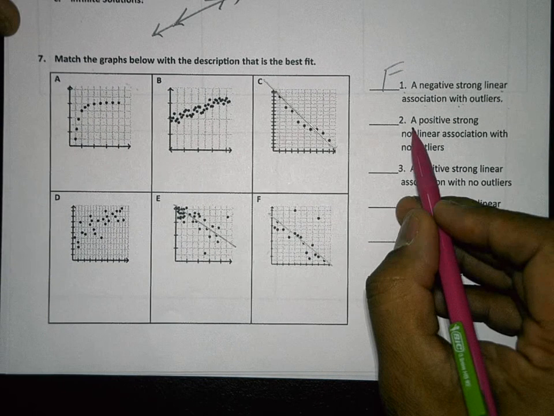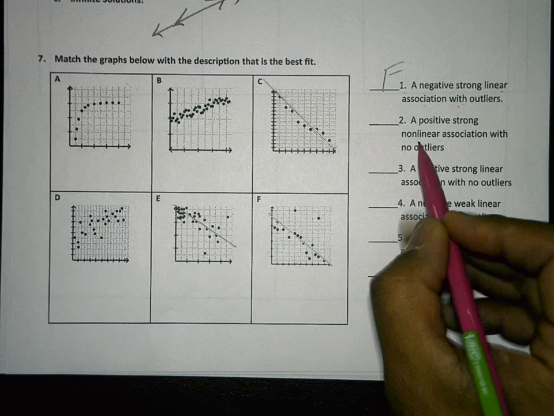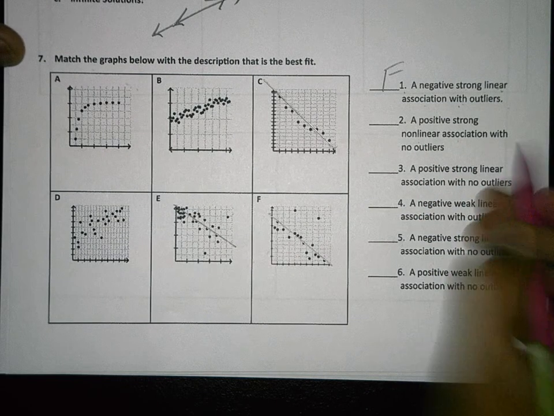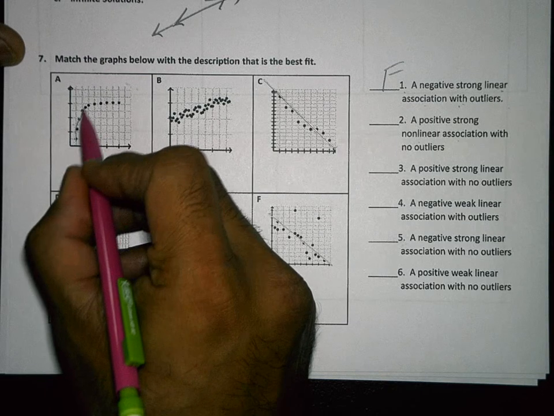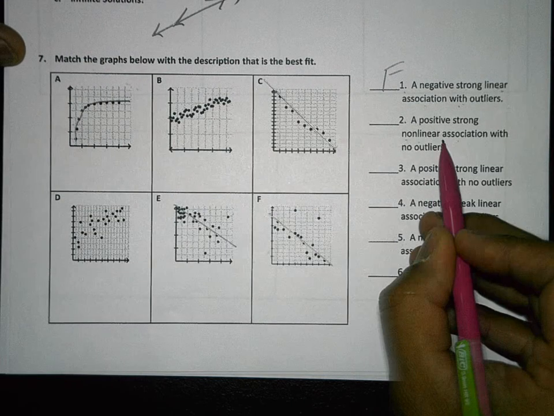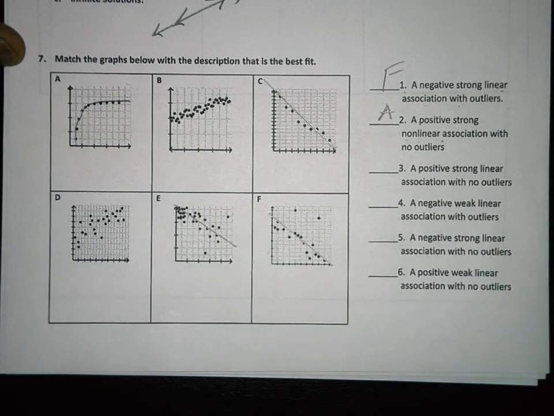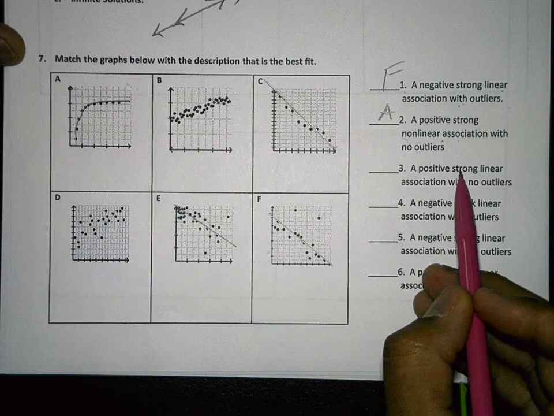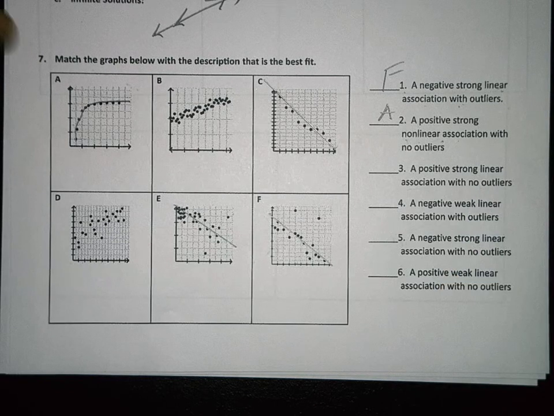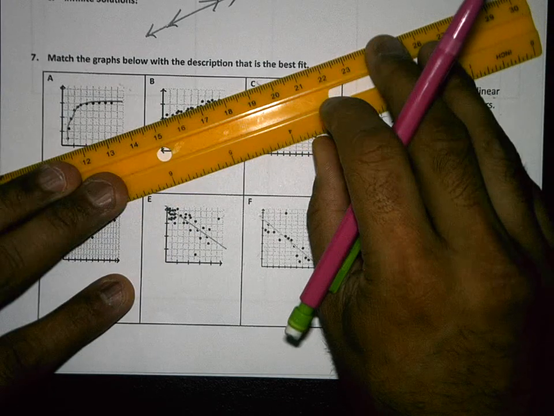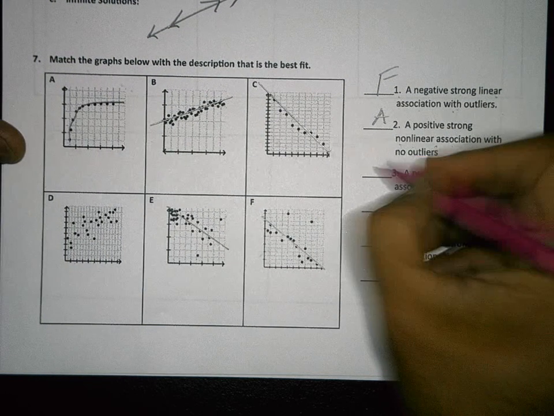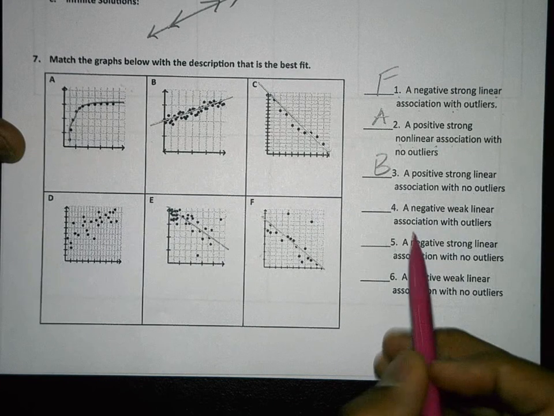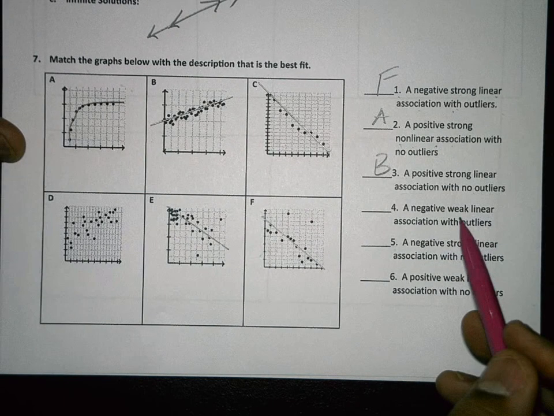Okay. So number 2 says a positive, strong, non-linear association with no outliers. So if you look at this, as we go left to right, these are increasing, and it's got a nice pattern to it, but it is definitely non-linear. I'll say that's A. A positive, strong, linear association with no outliers. Okay, so this one here looks really, really strong because all the data points are pretty close to the line of best fit.